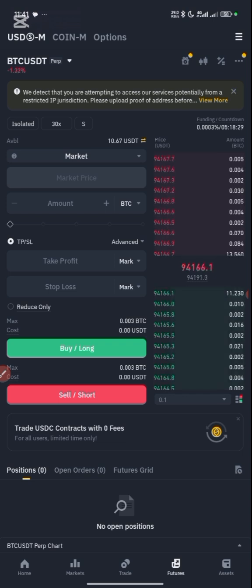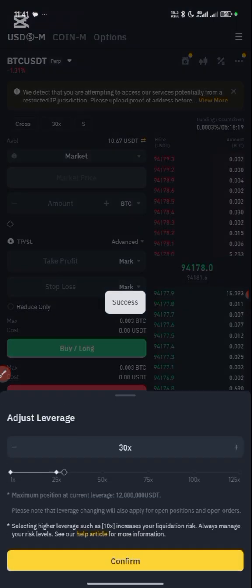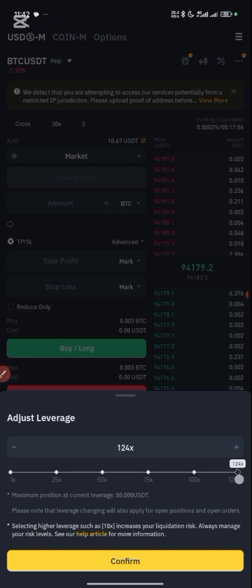So let's try with isolated, and sorry, let's try with cross. And this is your leverage. As you can see now, for Bitcoin we have from 1x to 125x. So it depends on you what leverage you are using. As I said, the higher the leverage you are using, the higher the volatility is, and the closer your liquidation price will be. So assuming you are using 125x now, your liquidation price will be much closer.